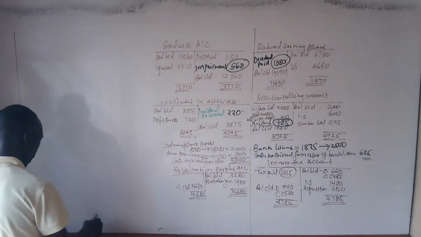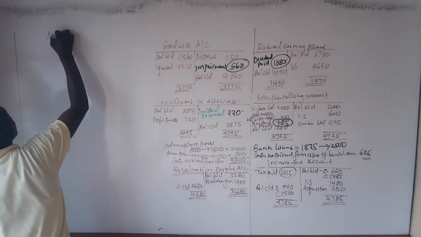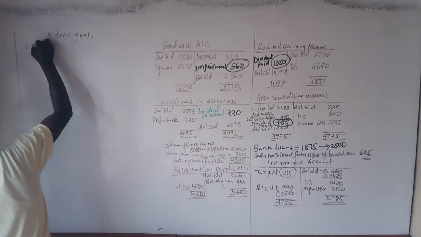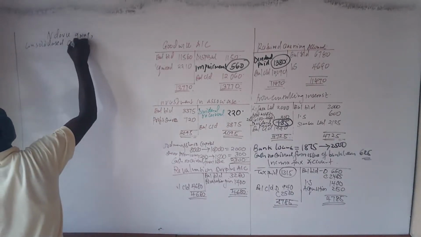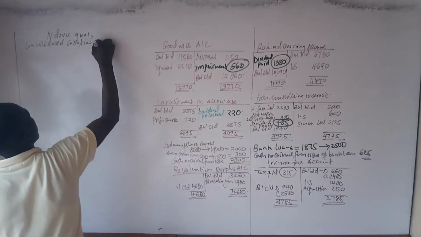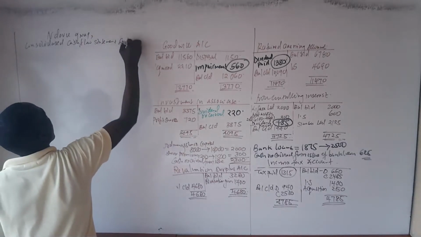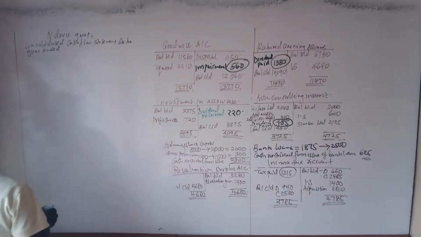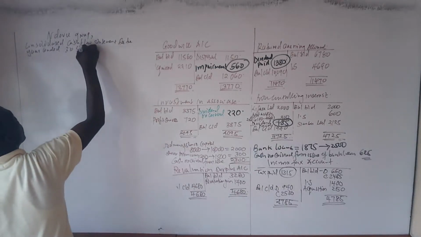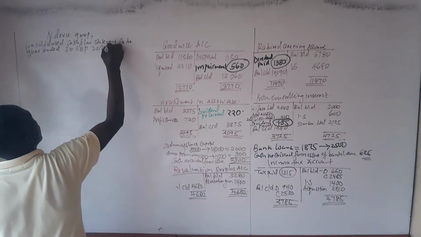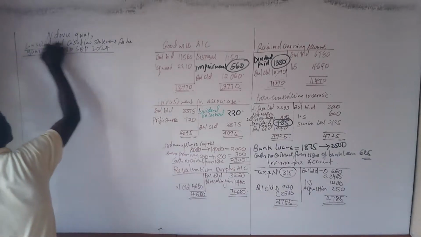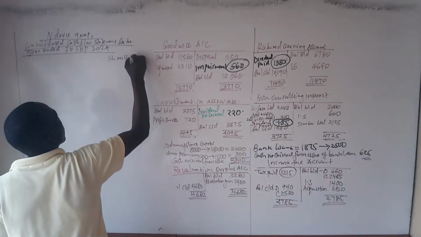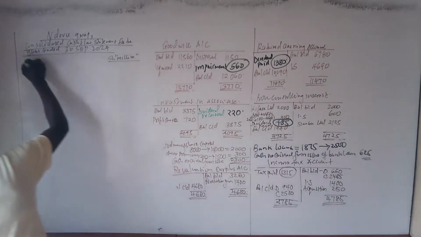And give me the name of the group. So it is Novo Group. Consolidated statement of cash flow for the year ended 30th September 2024. This is what is available. Our shillings were in what? In million. Then from there we start with operating.